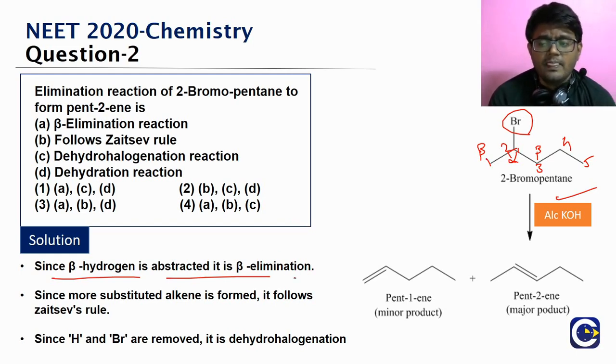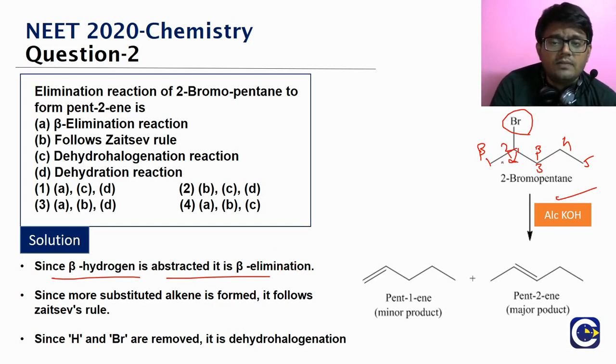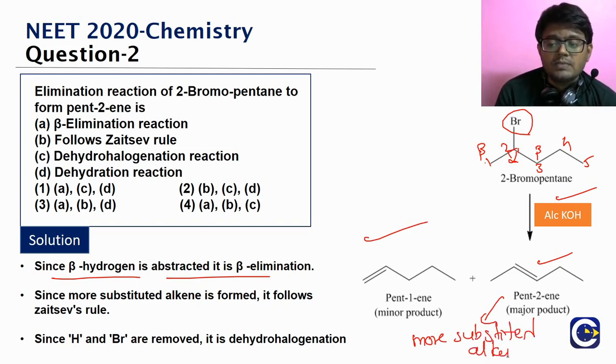That is why this reaction is also called beta elimination reaction. When we want to eliminate the hydrogen from the beta carbon, we have two possibilities. We can eliminate the hydrogen from carbon 1, where we will get pent-1-ene. If we eliminate the hydrogen from carbon 3, we will get pent-2-ene. Between these two, pent-2-ene is the more substituted alkene, and more substituted alkenes are more stable, based on hyperconjugation. So here we get more pent-2-ene, and pent-1-ene will be the minor product. This follows what we call the Zaitsev rule.